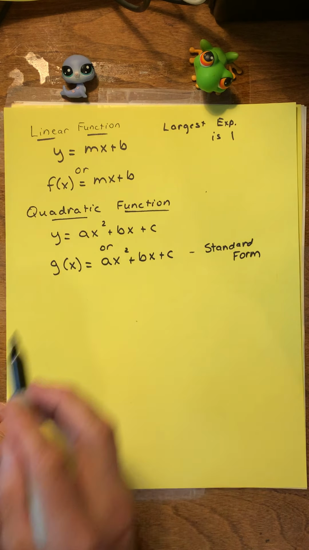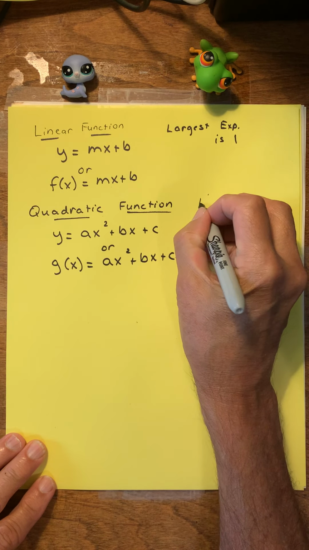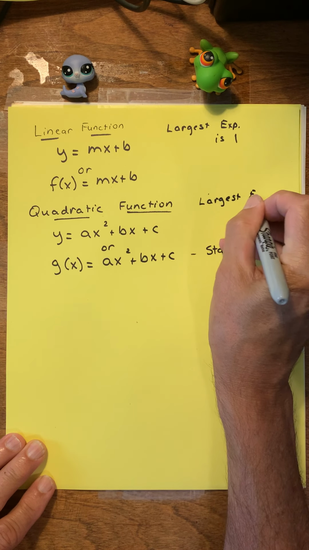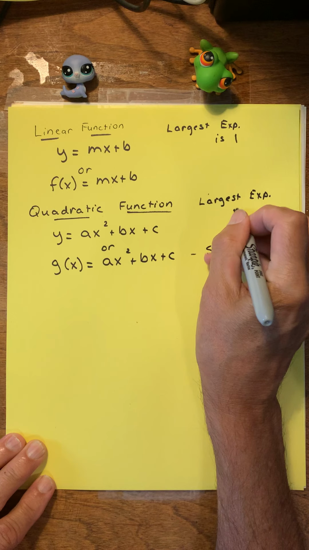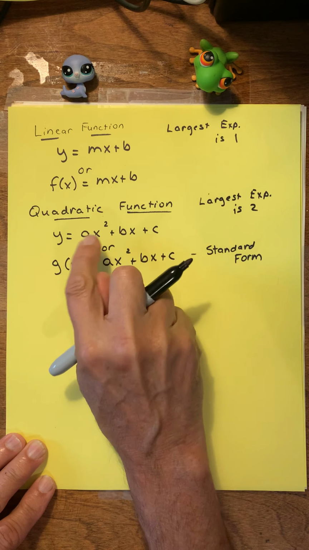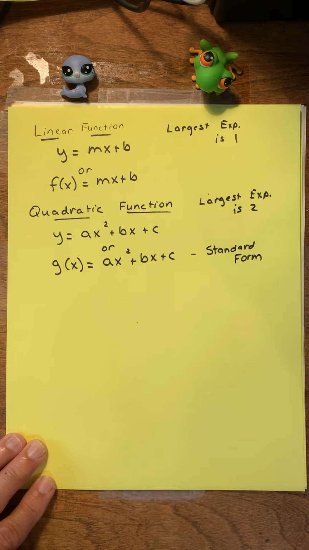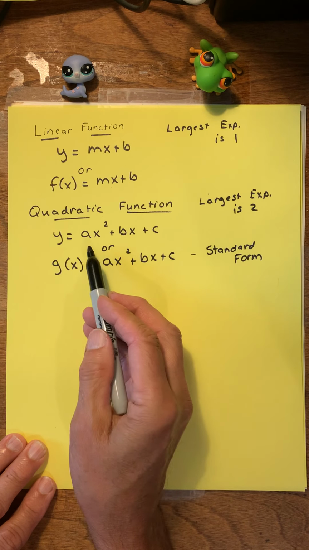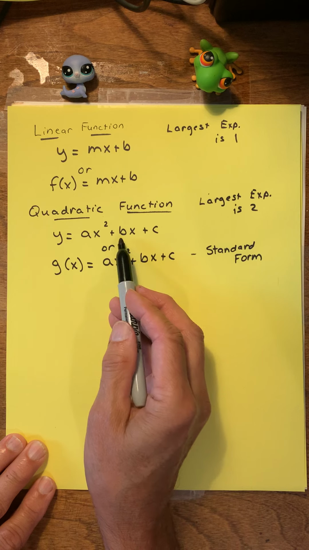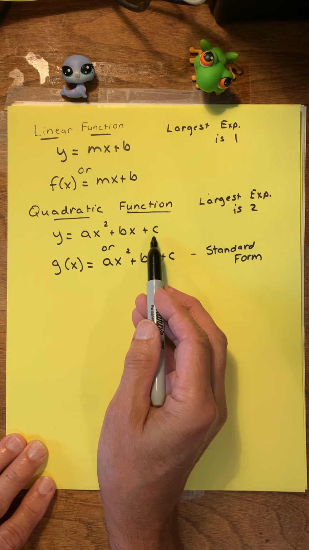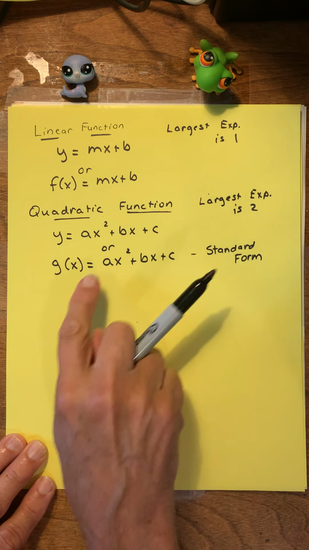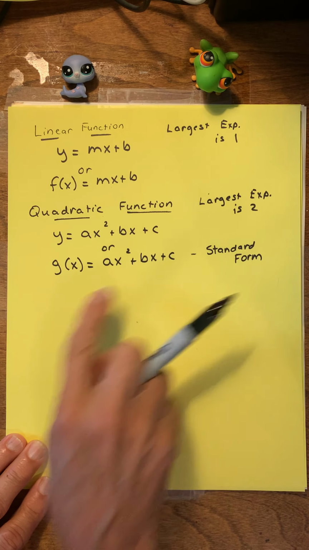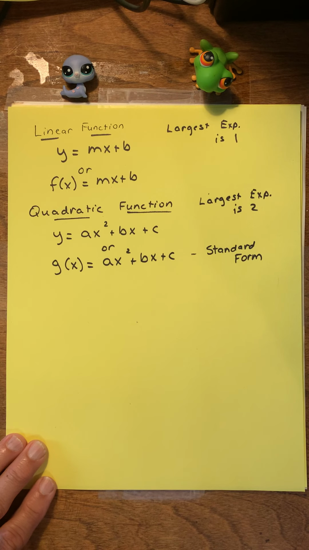Next, we have something called a quadratic function. In this case, the largest exponent is 2. It is a second degree equation. And in standard form, it looks like y equals so many x squareds plus so many x's plus c, a constant number. Or if you put it in function notation, g of x equals the same thing.